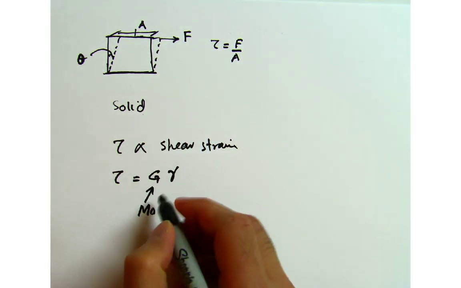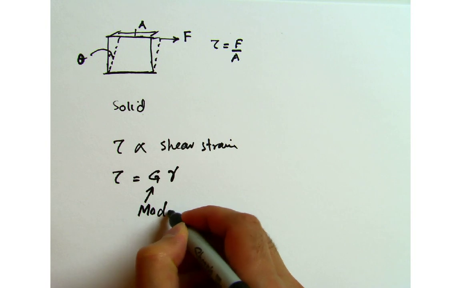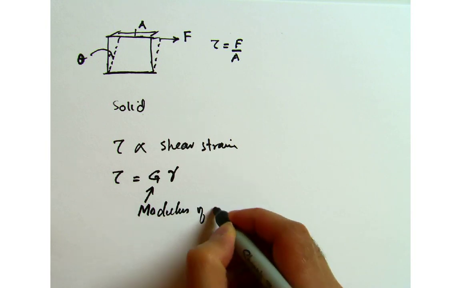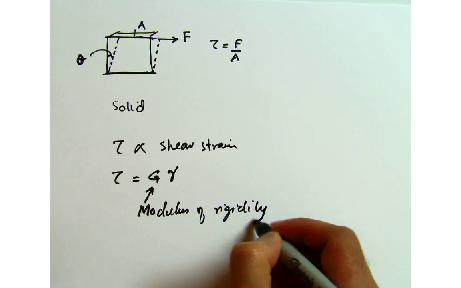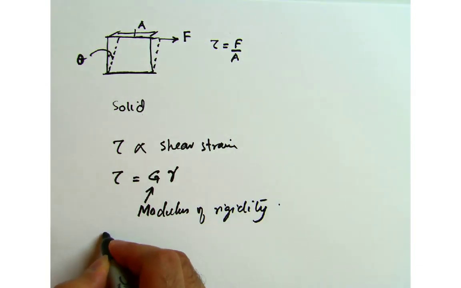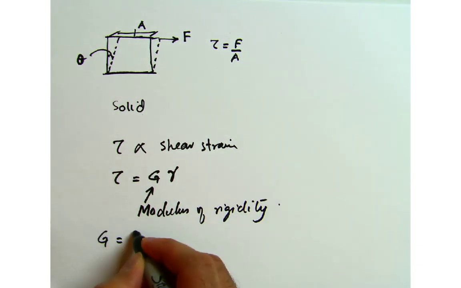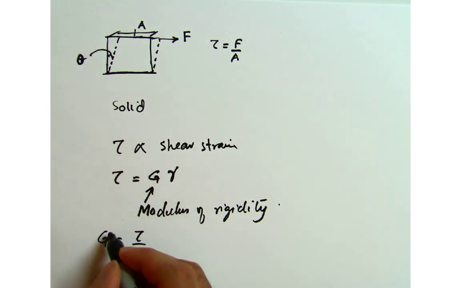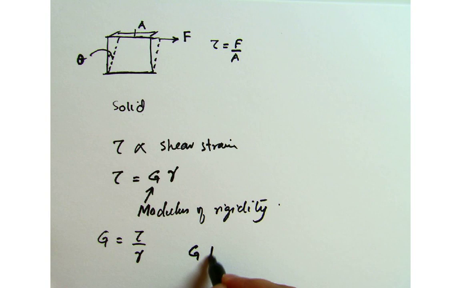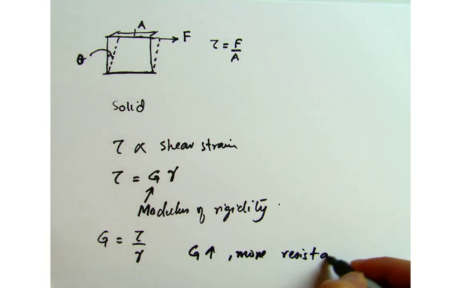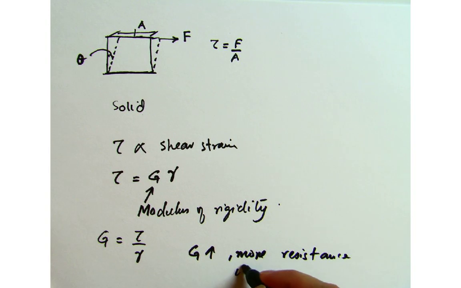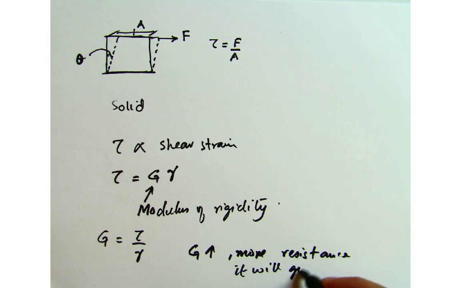and this quantity G is known as the modulus of rigidity. So again, I can find this G, which is tau over gamma. The higher the value of G, the more resistance it will give to shear stress.